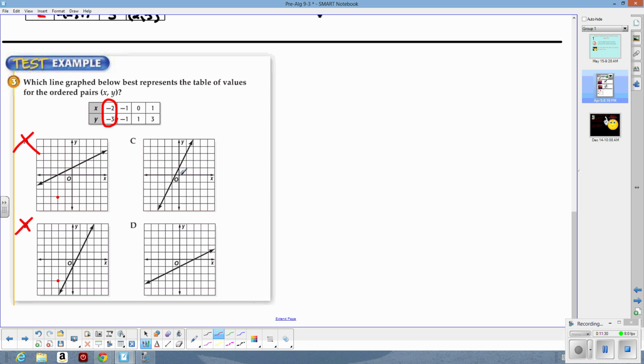Let's try C. To the left 2 and down 3. That one is on the line. Now let's try -1, -1, which is to the left 1 and down 1. That one's also on the line, so I think we found our solution, but let's just keep checking. 0, 1 means stay there and go up 1. And then 1, 3 means to the right 1 and up 3. We found our winner. C is the correct answer.